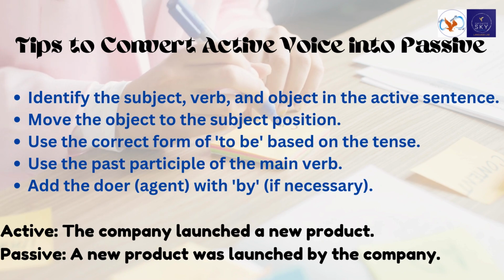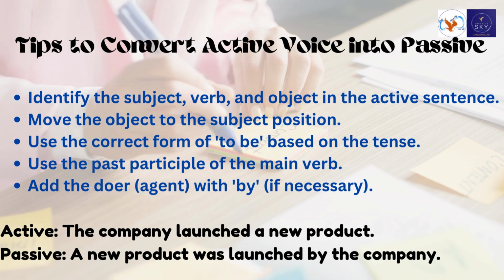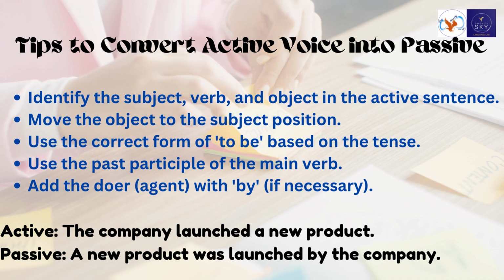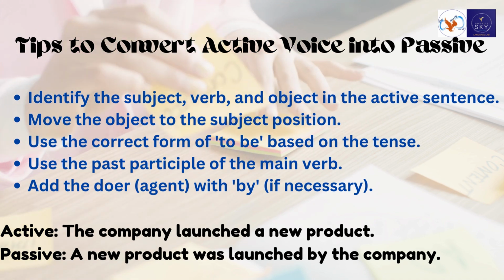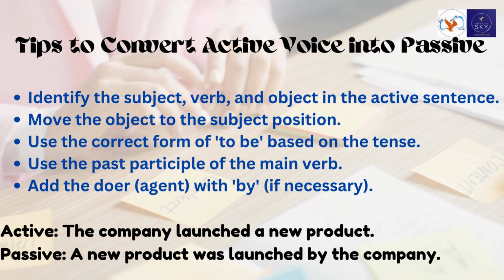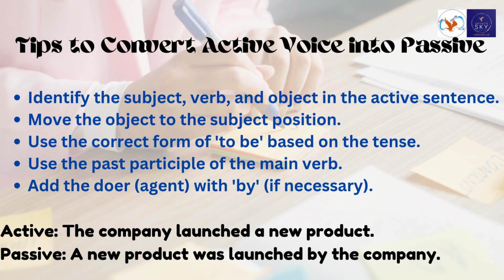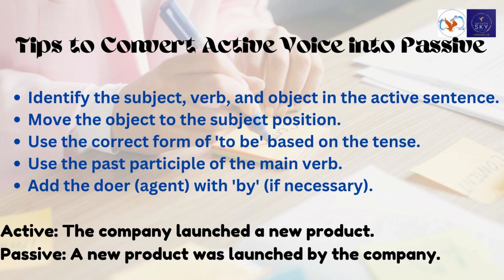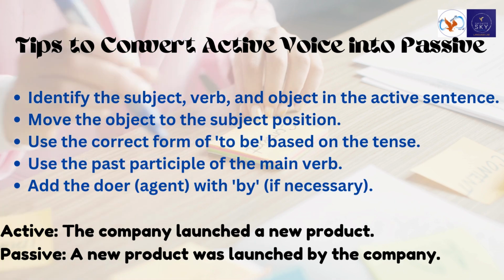Want to change active to passive? Follow these steps. Identify the subject, verb, and object. Then move the object to the subject position. Afterwards, use the correct form of to be plus past participle. And finally, add by if needed.